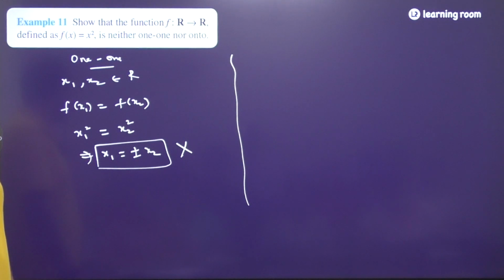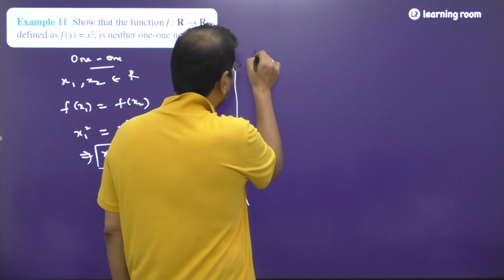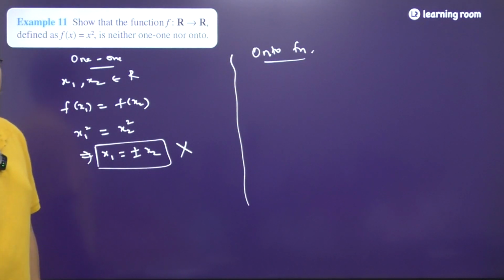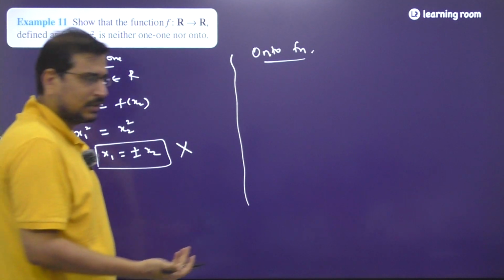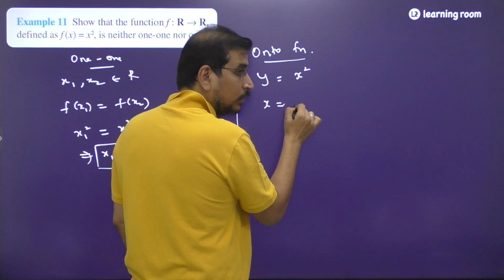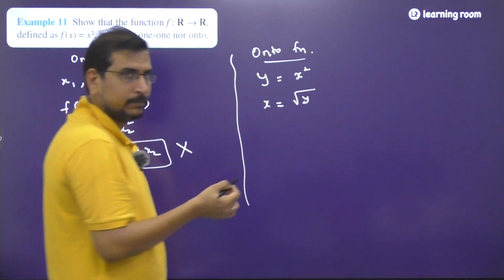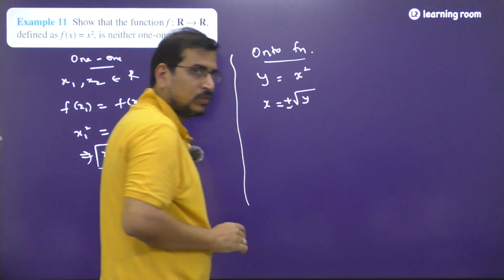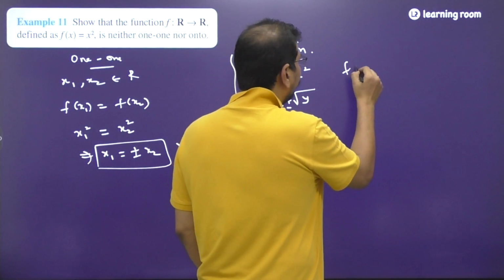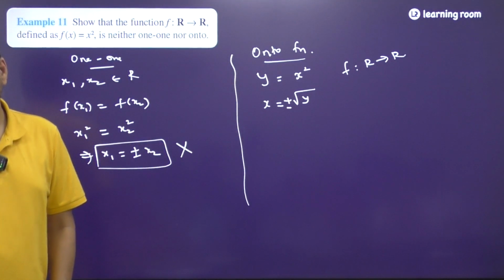This I think we did yesterday, right? What about an onto function? Same logic. Y is equal to x square. So x will be equal to, actually it will be plus or minus square root of y. Right? It's plus or minus square root of y. So f is a function mapping from R to R. Now what should I do?